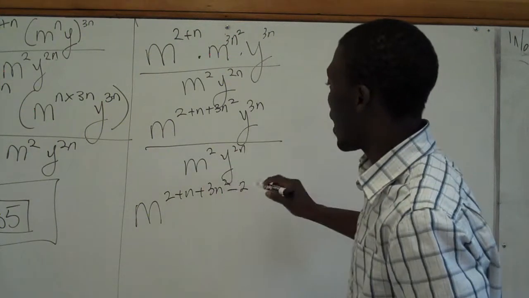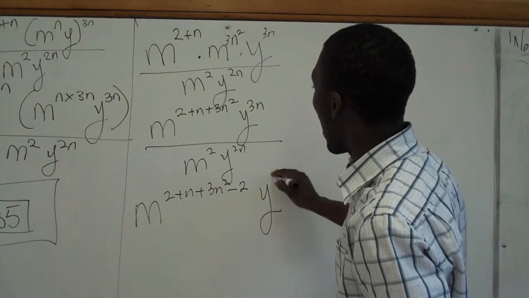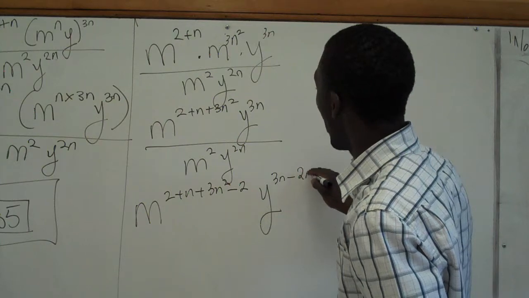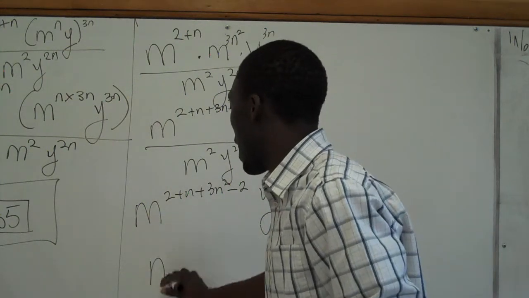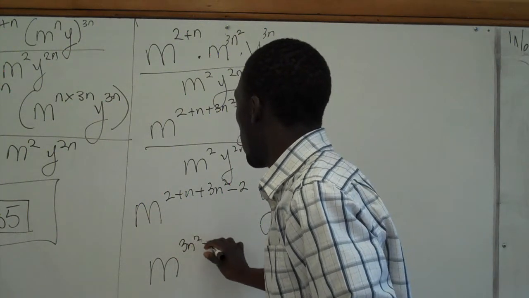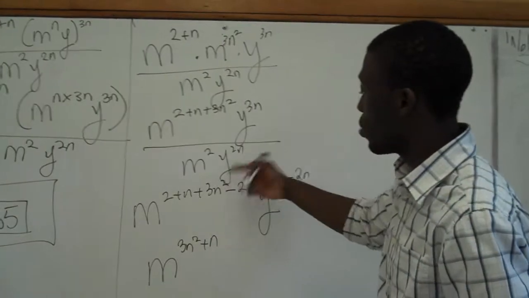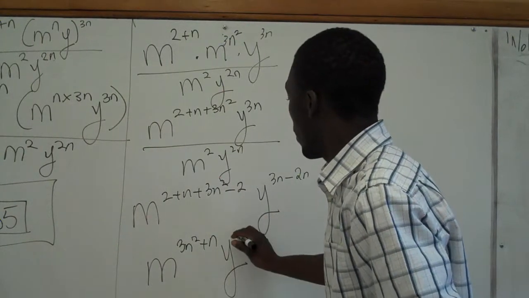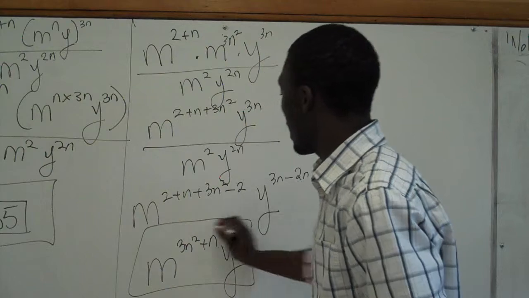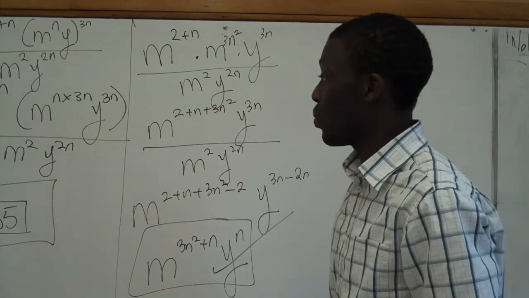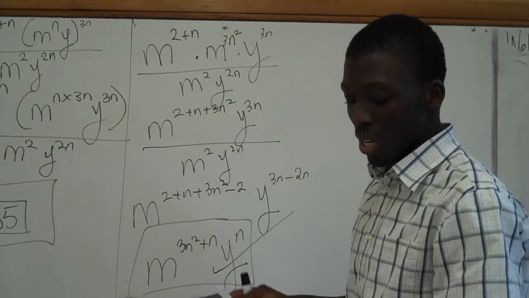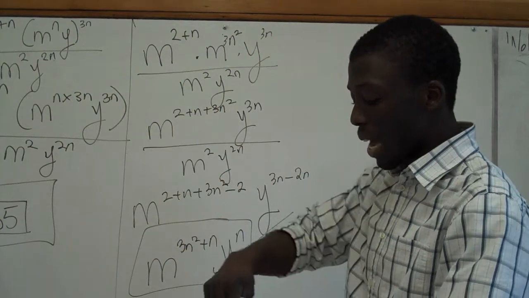Whenever you bring it to the top, that's what it becomes. And then y to the power 3n minus 2n. This simply becomes m to the power 3n squared plus 2n, because the 2 minus 2 is 0. And then y to the power n. That's the answer. That's all that is required of you. That's number 1, 2, and 3. Let's quickly do number 4, 5, 6.